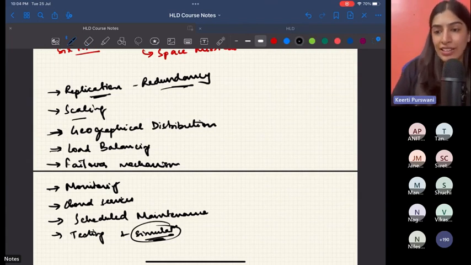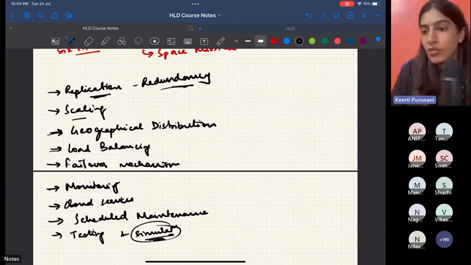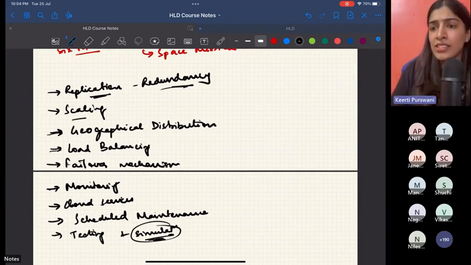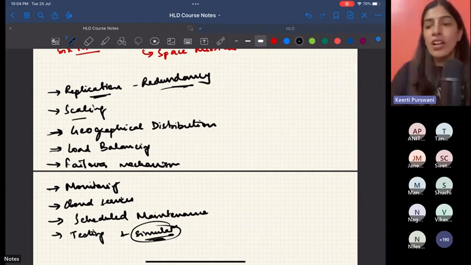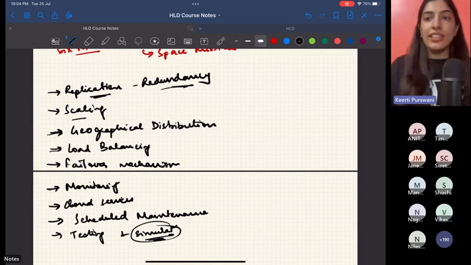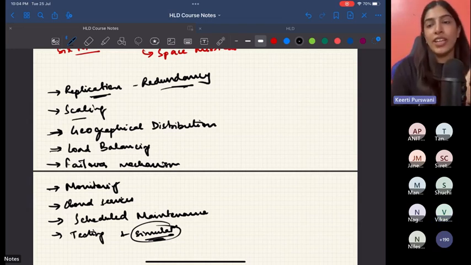Replication and scaling is not exactly the same. We'll discuss it in detail. Load balancers we're discussing day after tomorrow. But is this much clear that in our systems, we want our systems to be very consistent.